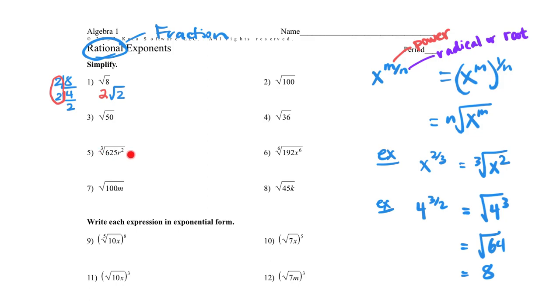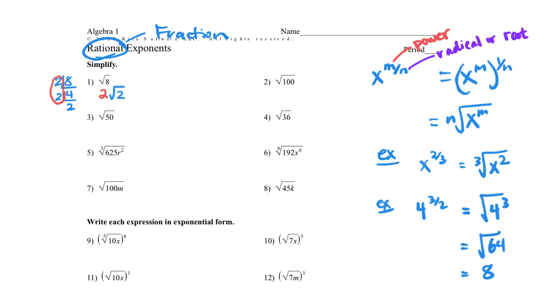When we get to something that is not a perfect square, and we'll talk about also what to do when you have variables in there. But when you have a different type of root, so this is a cube root, that means we're looking for perfect cubes.